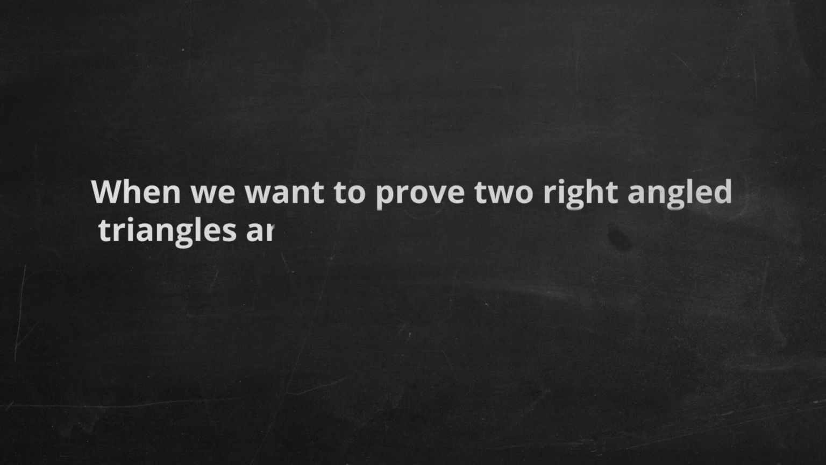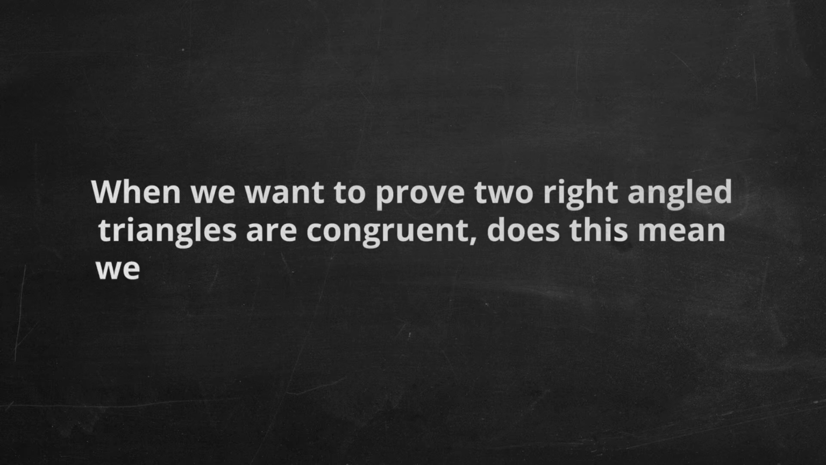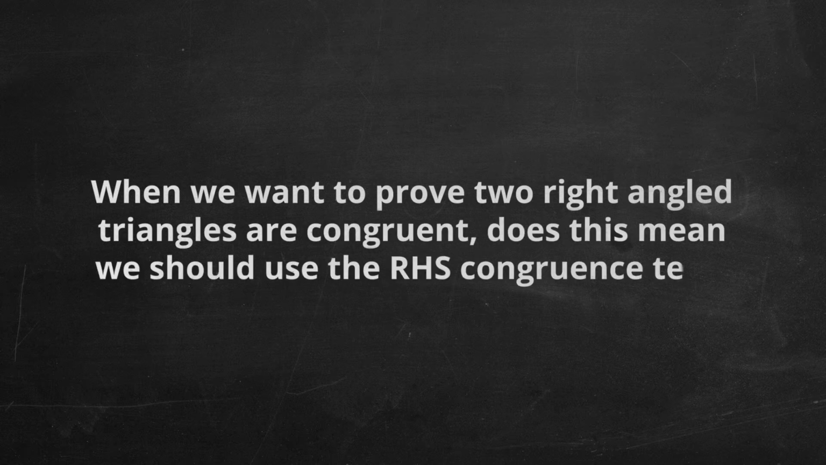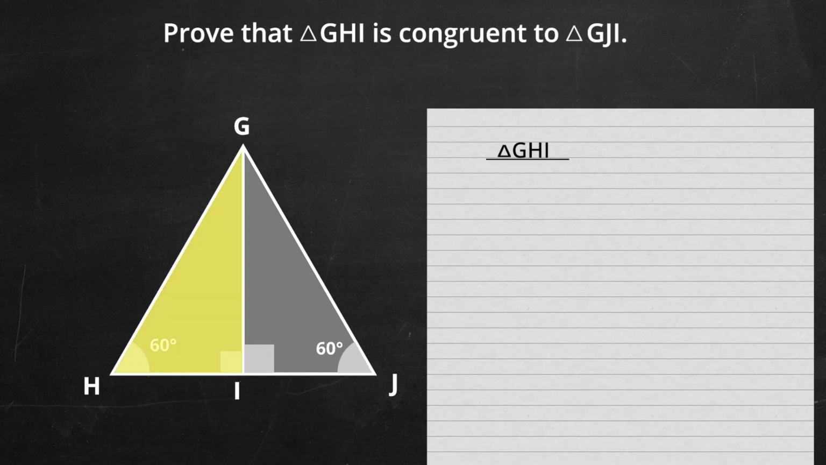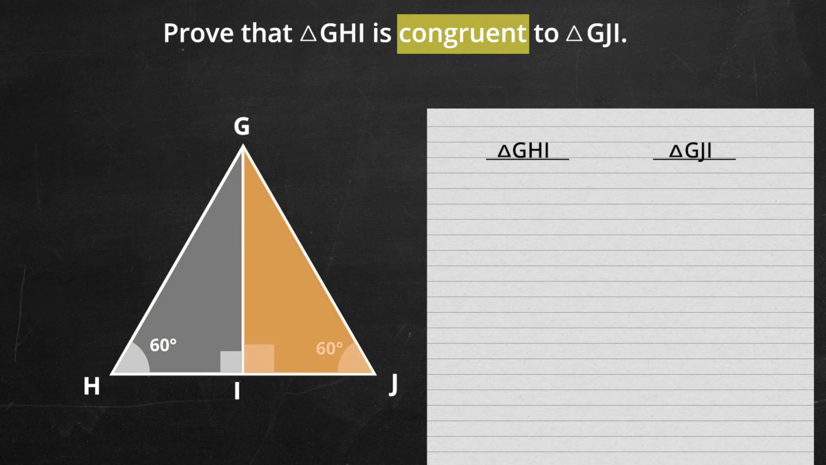Now, let me ask you a question. When we want to prove two right-angled triangles are congruent, does this mean we should use the RHS congruence test? To find out, let's consider this problem here, where we need to prove that triangle GHI is congruent to triangle GJI.